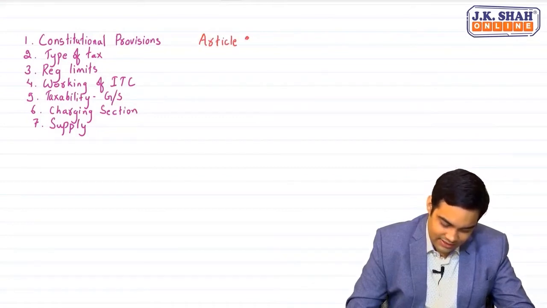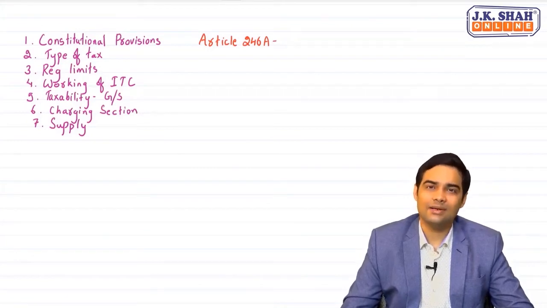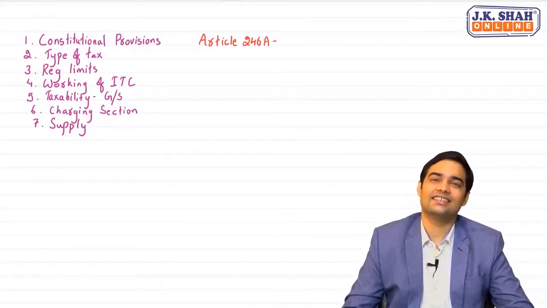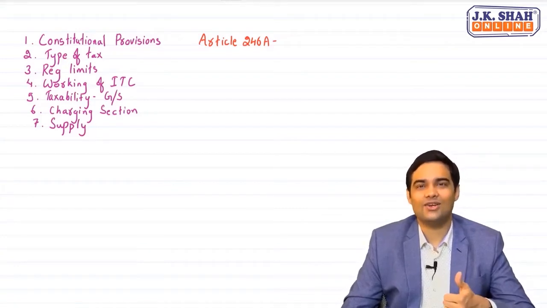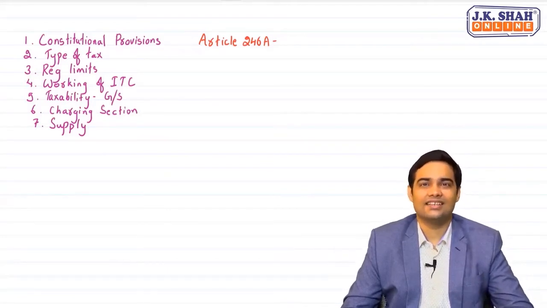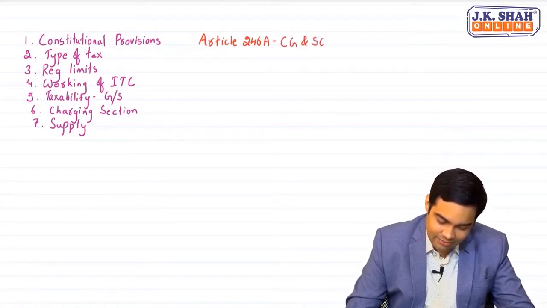Now, what does this Article 246A deal with? It says that central government and state government would have concurrent powers to levy GST on any intra-state supply. There is an intra-state supply. This is a supply within the state where the supplier's location and the place of supply, that is consumption, is in the same state. Then we would charge CGST plus SGST. So Article 246A gives the power where central government and state government would levy GST on intra-state supply.